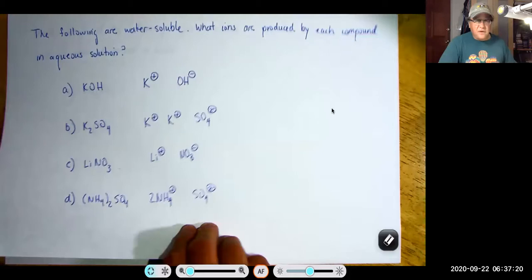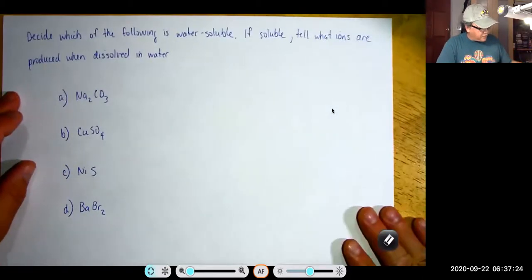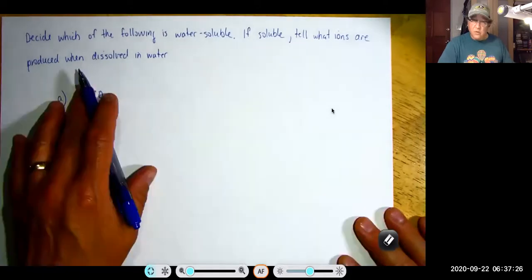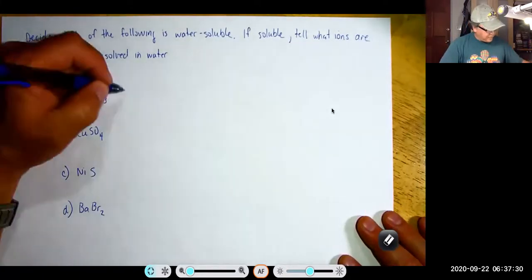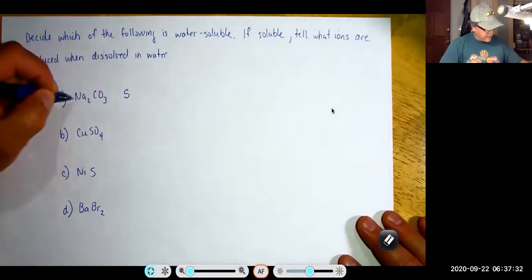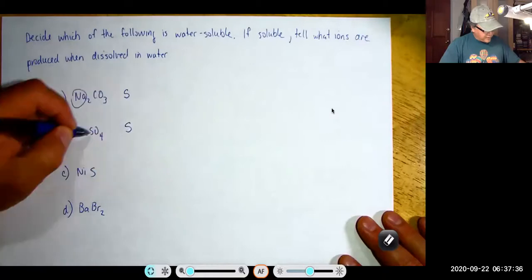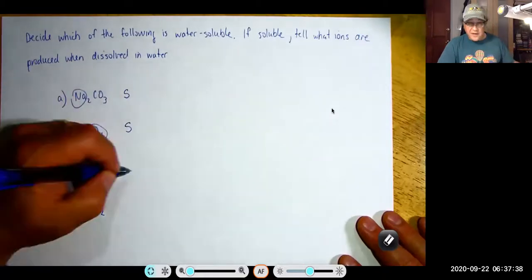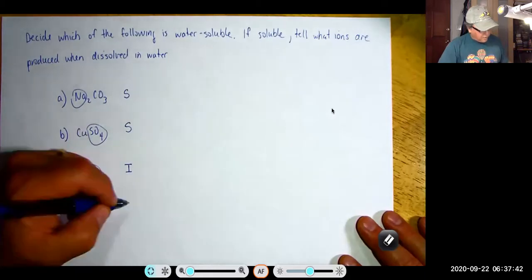Decide which of the following is water soluble. If soluble, tell what ions are produced when dissolved in water. So which ones are soluble and which are insoluble? This one is soluble because of the sodium. This one is soluble because of the sulfate. This one is insoluble because of the sulfide. And this one is soluble because of the bromine.